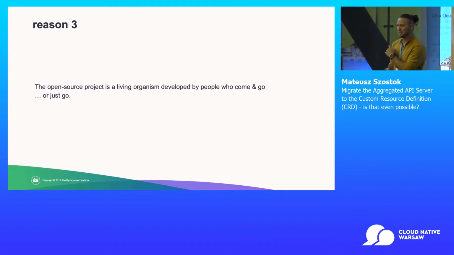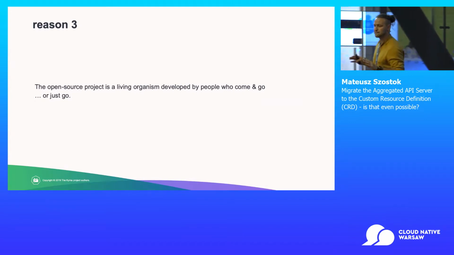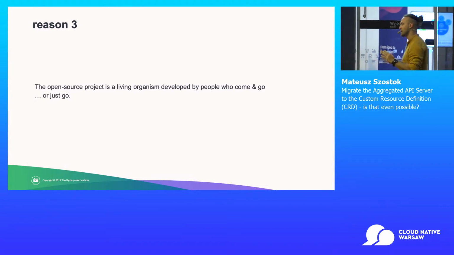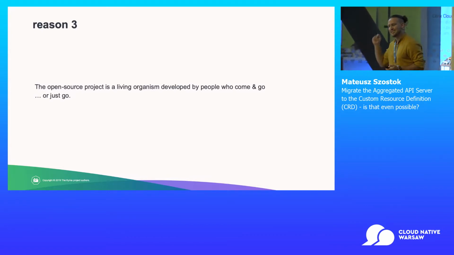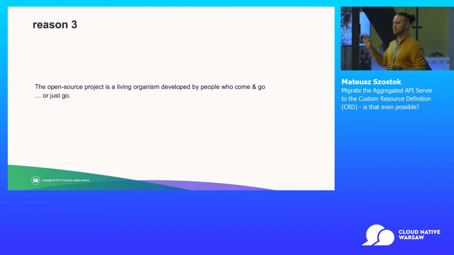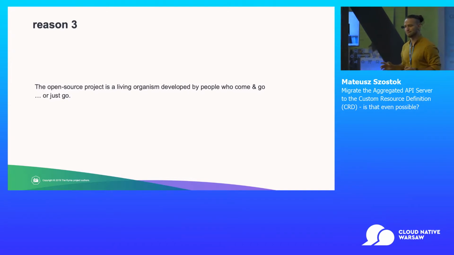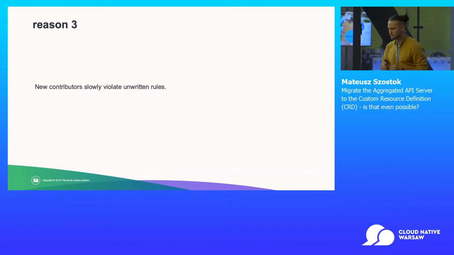Next reason, I love that one because not everyone remembers that an open source project is like a living organism developed by people who come and go, or sometimes only go. In the case of service catalog, the guys who implemented the API server are not there anymore. And there's, of course, a promise we'll write documentation, but it's not always true. And new contributors slowly violate unwritten rules.